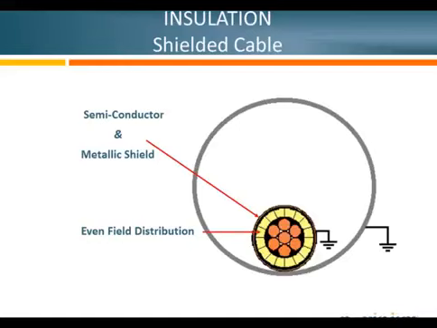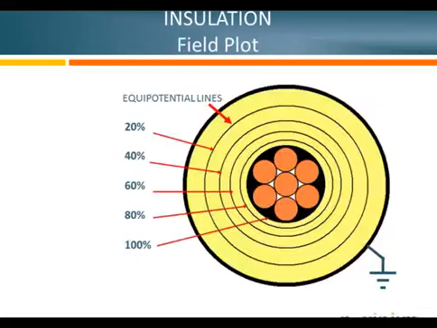stress. Whereas if you look at a shielded power cable, then it gives you ground potential on the outside of the insulation, so therefore you get uniform flux lines. So your field distribution is very even and very uniform in the power cable, and therefore you can reduce the insulation thickness in that cable.